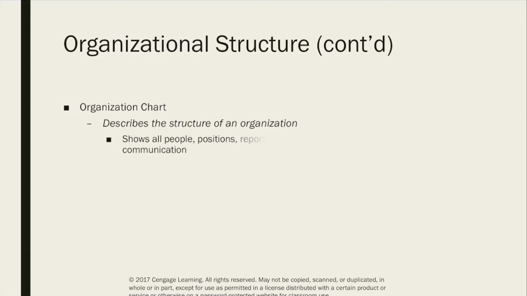Now, one of the ways that you can get an idea of how an organization operates is by looking at the organizational chart. The organizational chart is a visual display of what that company does. It shows you the positions, the people, the reporting relationships, how communication flows, and so forth. And it'll allow you to get an understanding of how formal or how informal that organization is.